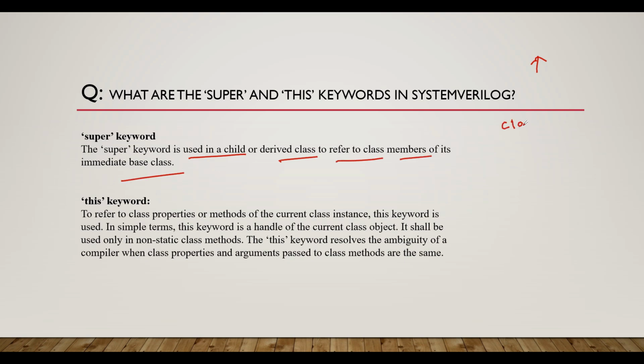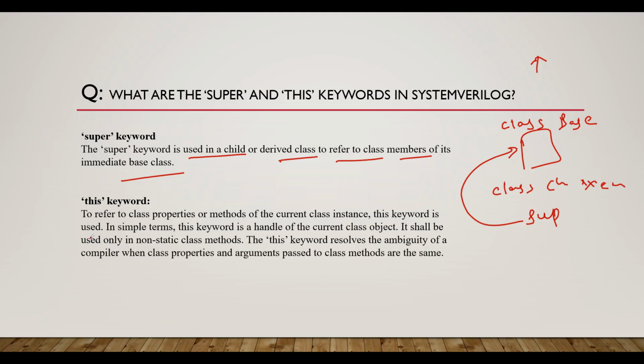So suppose you have one base class, and from this base class you have derived one child class. Your super keyword is pointing to the class members, meaning properties and methods. So your super keyword will point to the class member of your immediate base class.